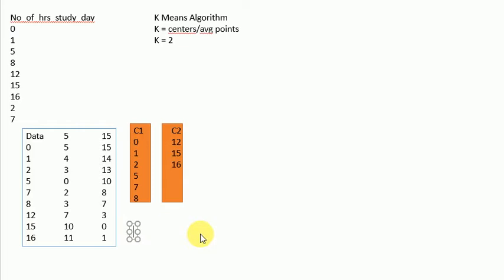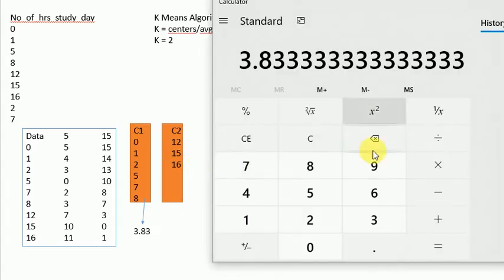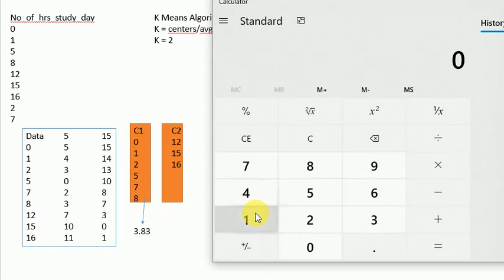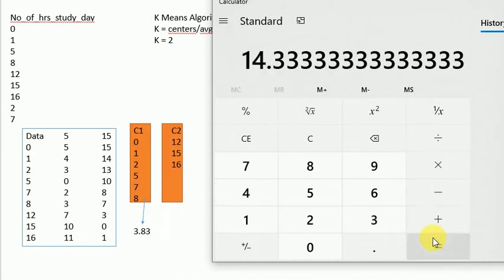So I'll write it separately. 3.83 is the mean in case of cluster 1 here. Similar way, the mean for the second one we will have is 12 plus 15 plus 16 divided by 3. So the value comes out to be 14.33.